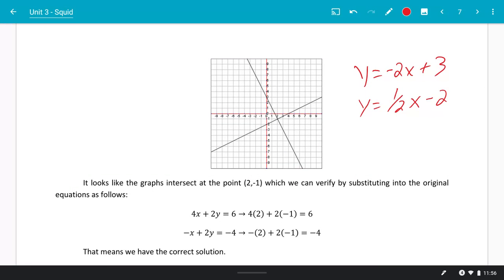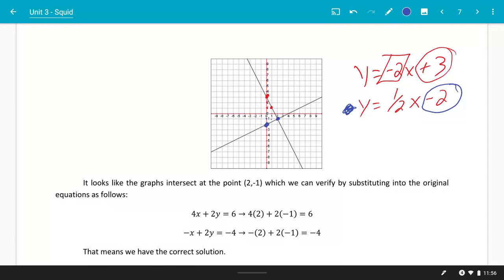Starting with my first one, my y-intercept is 3. My slope is negative 2, so down 2 over 1. Perfect. My second equation, which I'll say right here, has a y-intercept of negative 2. My slope is 1/2, so up 1 over 2. And that's correct as well.